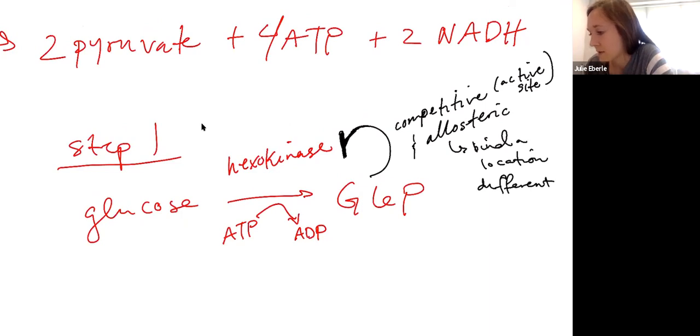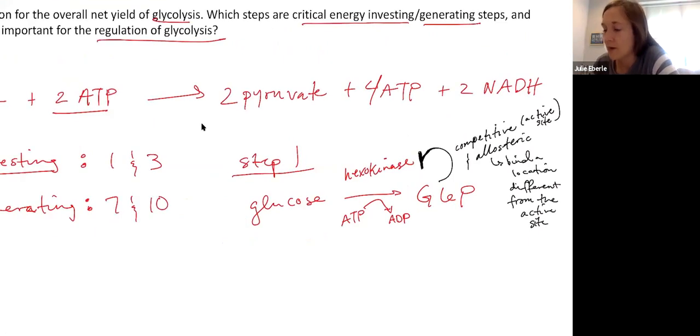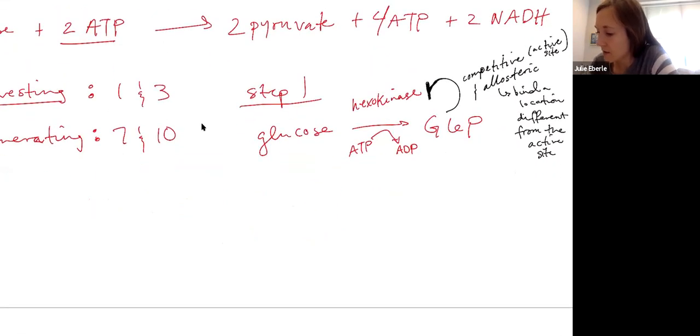Well, this actually wouldn't make sense. If glucose was already in it, then it cannot. Allosteric inhibition, it binds somewhere different from the active site, and then it causes a conformational change so that the active site is no longer available for the substrate to bind, for glucose to bind. So it could bind a location different from the active site. Okay. And it can shut off hexokinase that way.